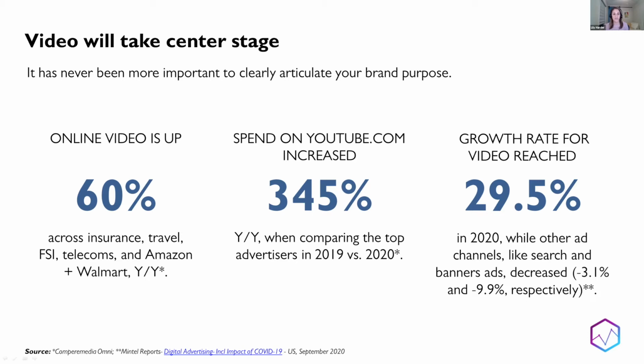So we're seeing online video is up 60% across multiple industries year over year. This is amazing, spend on YouTube increased nearly 350% year over year for some of the top advertisers. That's just enormous growth. And then just the growth rate for video alone, nearly 30% in 2020 compared to other channels like banner ads. So we're seeing the growth there. The numbers are proving it.